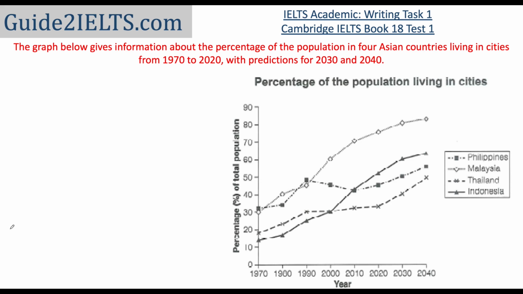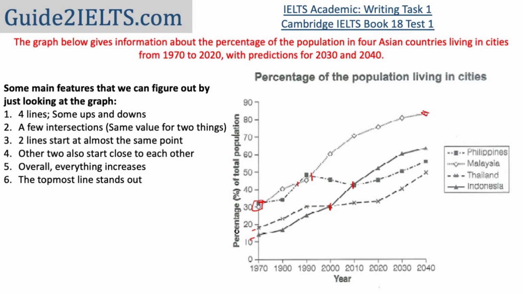In the case of this graph, what do my eyes tell me? 4 lines, some ups and downs, and a few intersections also. Intersections mean where the lines cross each other. It means the value was the same for 2 things at that time. 2 lines start together, but they follow different paths, and the other 2 are also near. In total, everything is increasing. The line at the top stands out. For most of the time, it is above everything else.